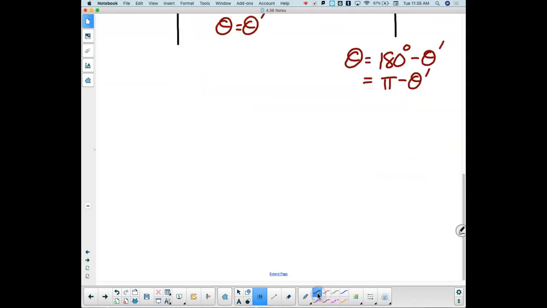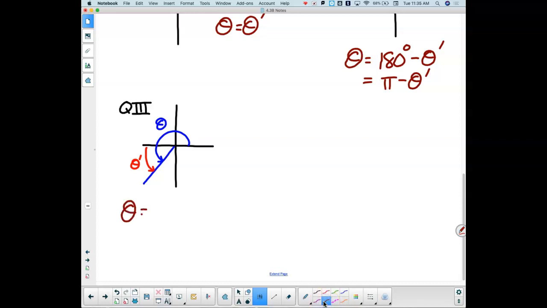Quadrant 3. There's theta. There's theta prime. This is like that case that we were just in. So then theta is going to be 180 degrees plus theta prime, or pi plus theta prime.